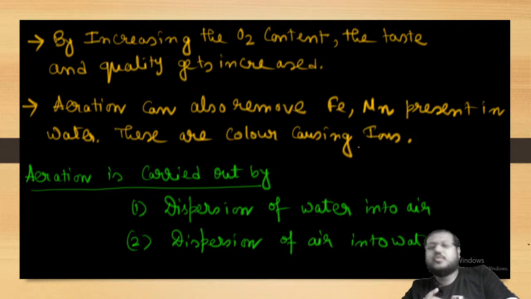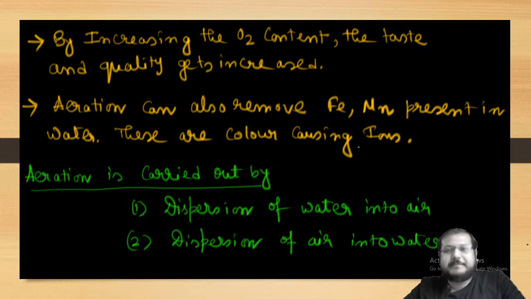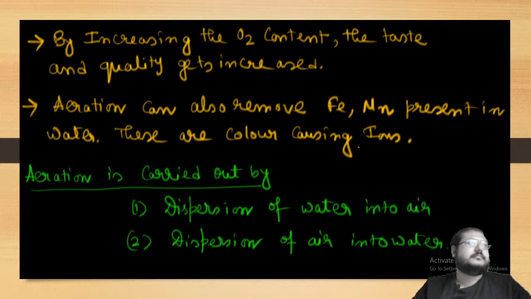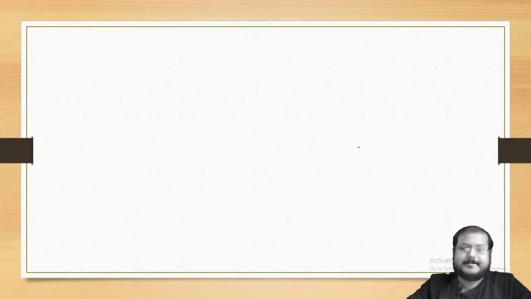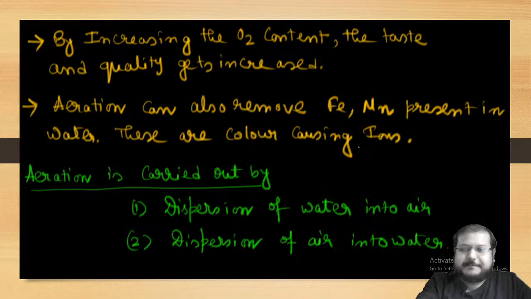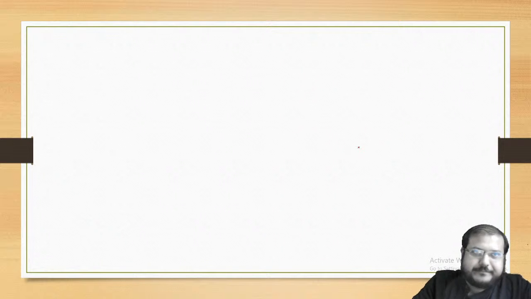Aeration is carried out in two ways. One is the dispersion of water into air, and another is dispersion of air into water. Dispersion of water into air means water is under your control: the flow rate, how much water is going to get discharged, everything is under your control. Air is not under your control, whereas in the dispersion of air into water the air is under your control, not the water. And the dispersion of water into air will be carried out in three ways.